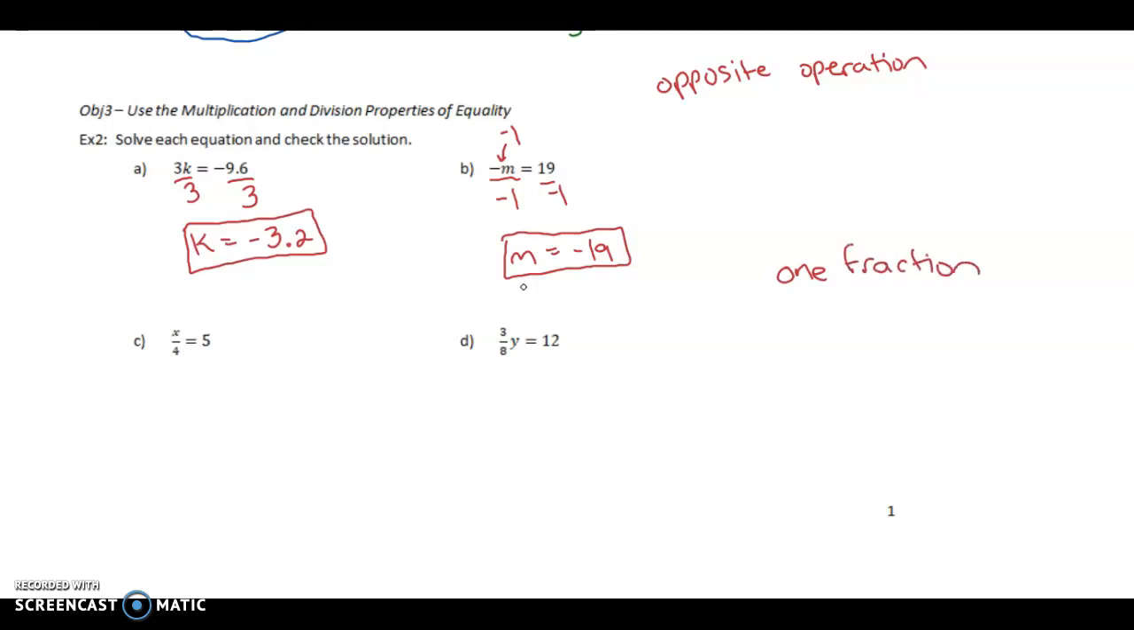I thought I changed colors. Let me try again. I don't know if that's going to change for me.